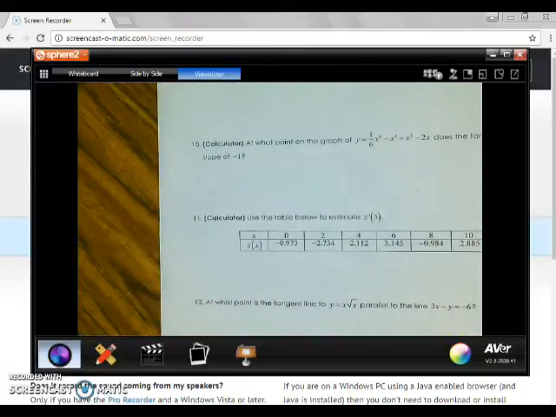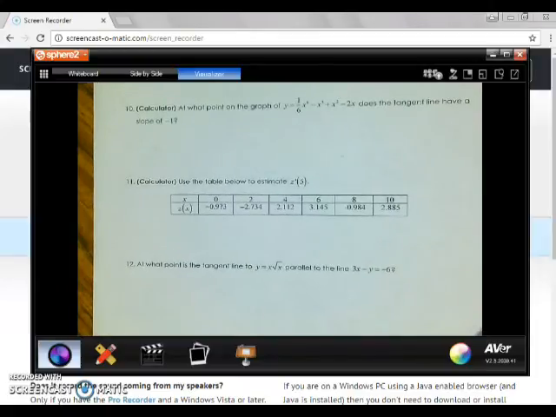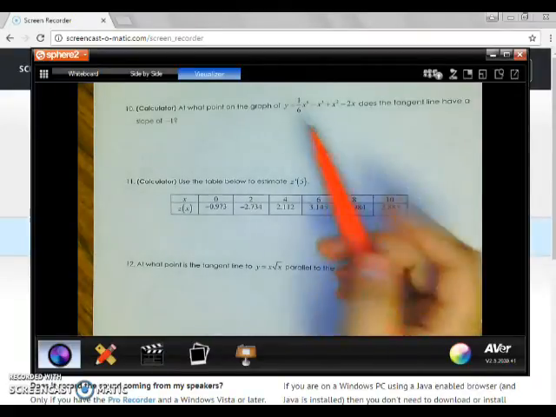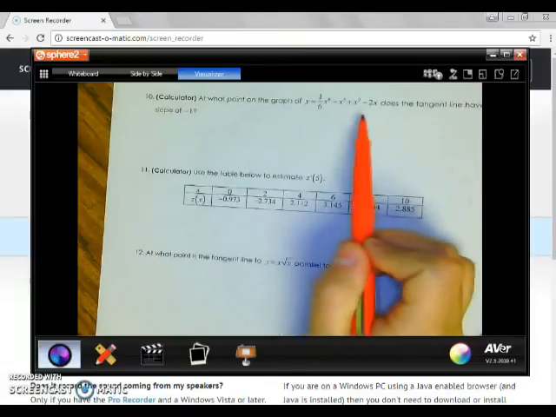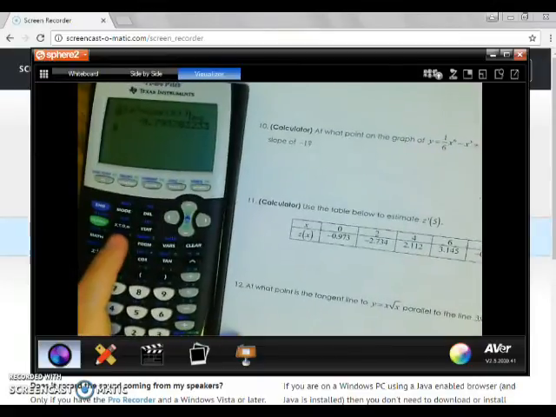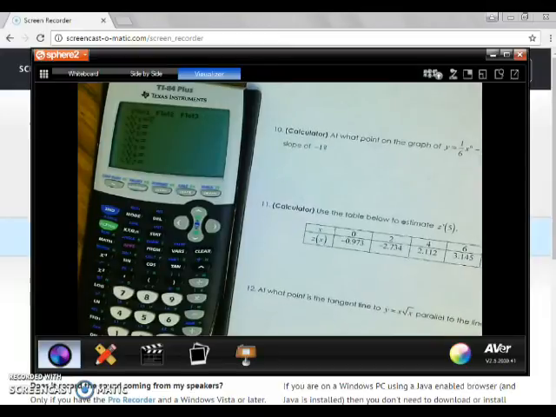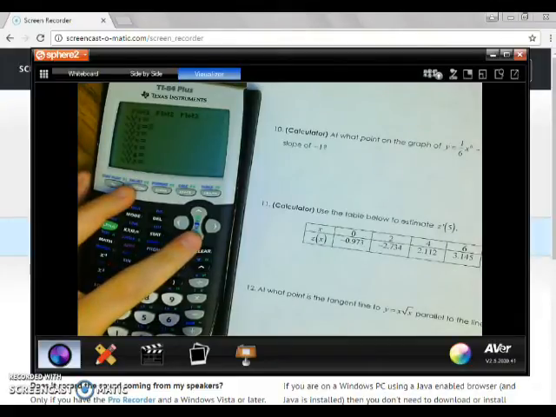For number 10, at what point on the graph of this does the tangent line have a slope of -1? When you get a question like this, what I would do is take the derivative, and I would put that into the y1 on my calculator. So I would hit y equals, and the derivative of that would go into your y1, and we want to know when that equals -1. So then go to your y2 and type in a -1.